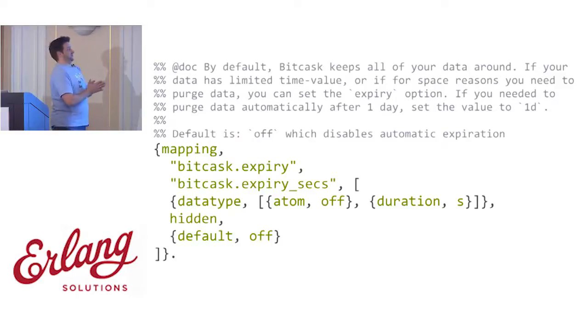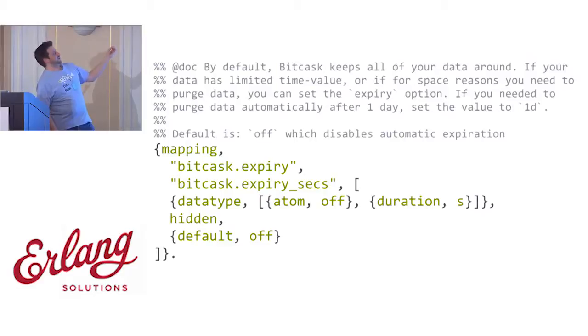So let's look at bitcask expiry, because that's why we designed that feature, actually. It can be of two types of things. It can be the atom off, or a duration in seconds. And you see how in Erlang, the field name is actually called expiry secs. We're making it clear this is seconds, but you know that's not for people. That's for programmers.